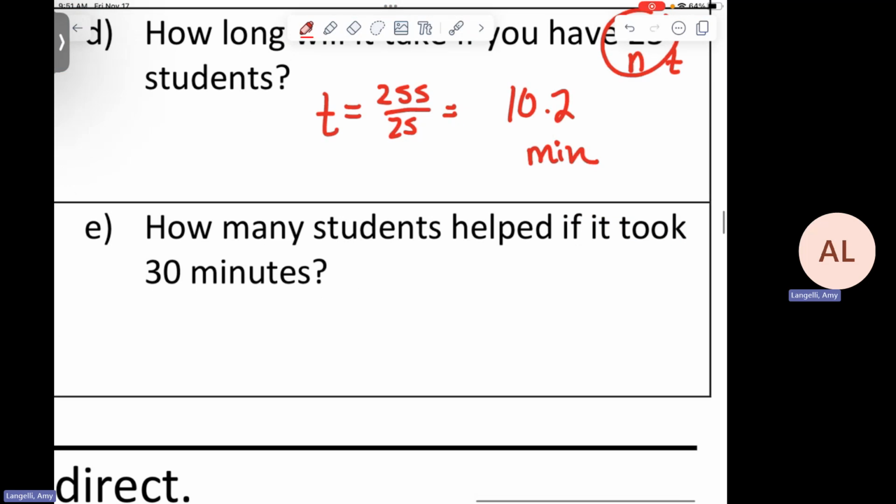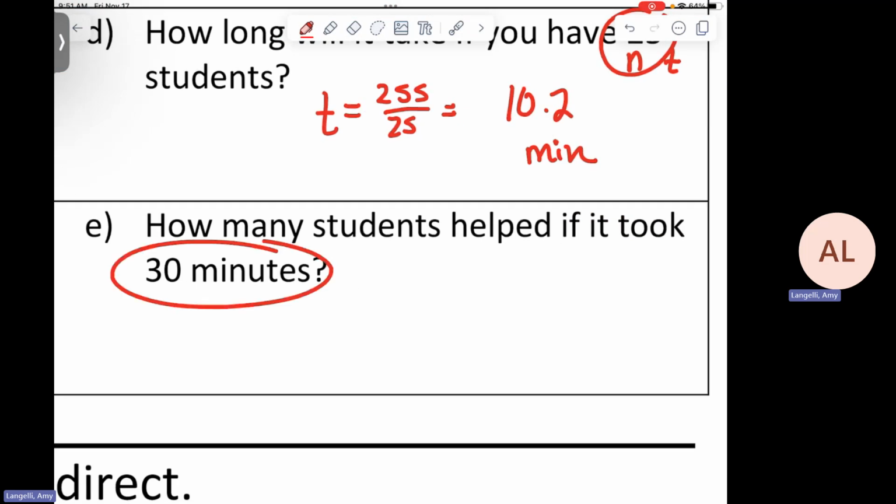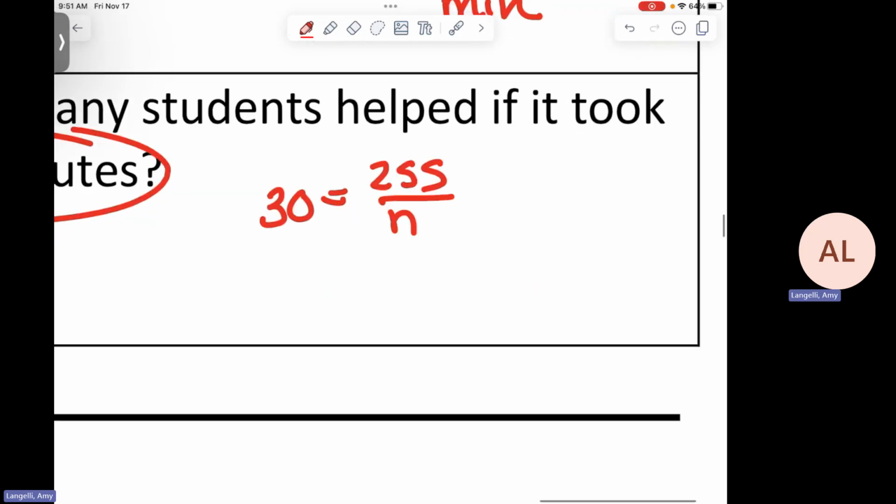Oh, look at this one. This one's a different question. What does 30 go in for? T or N? Yes, T. Very good. So 30 equals 255 over N. Now, how do we solve for N? Are you guys okay with this? We practiced this a little bit in chapter 7. Good. Multiply N to 30.